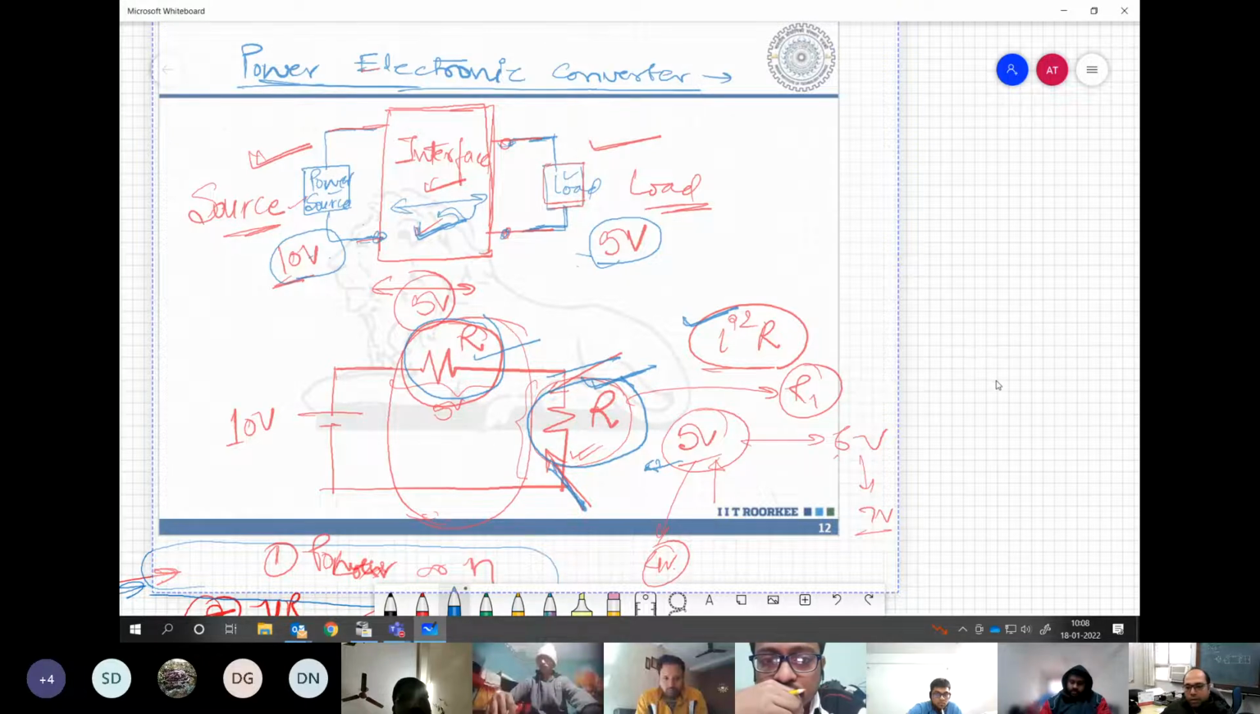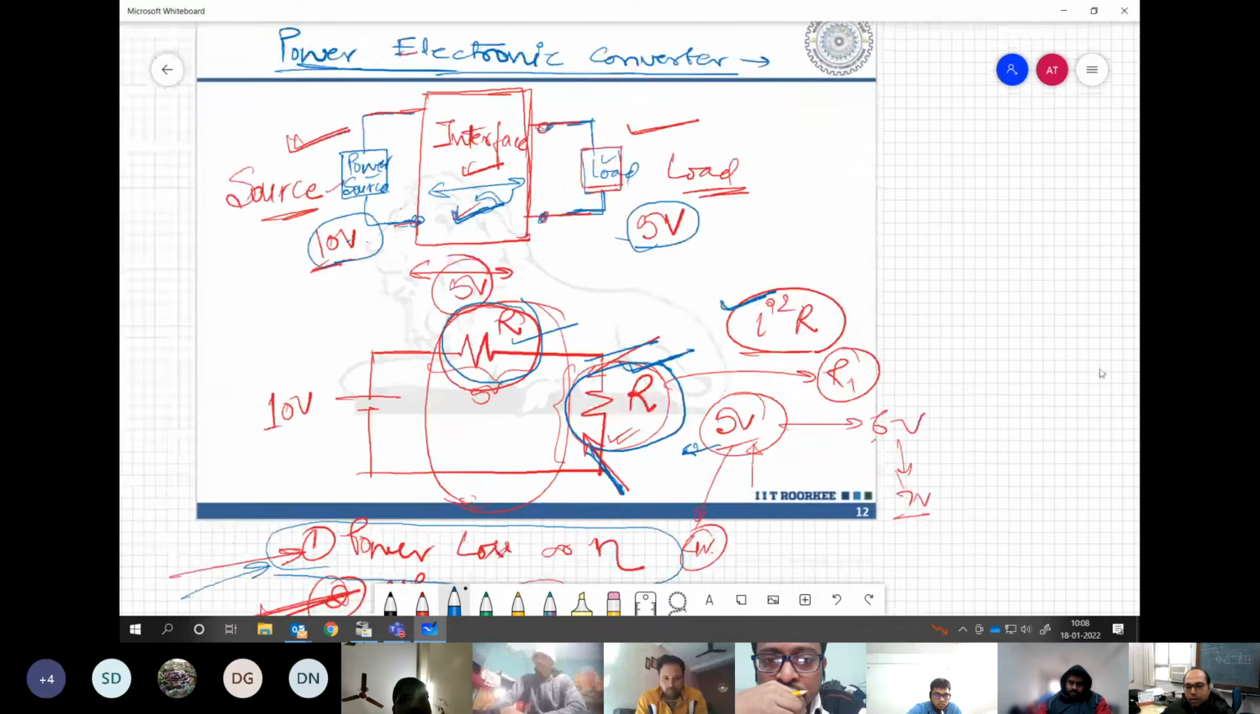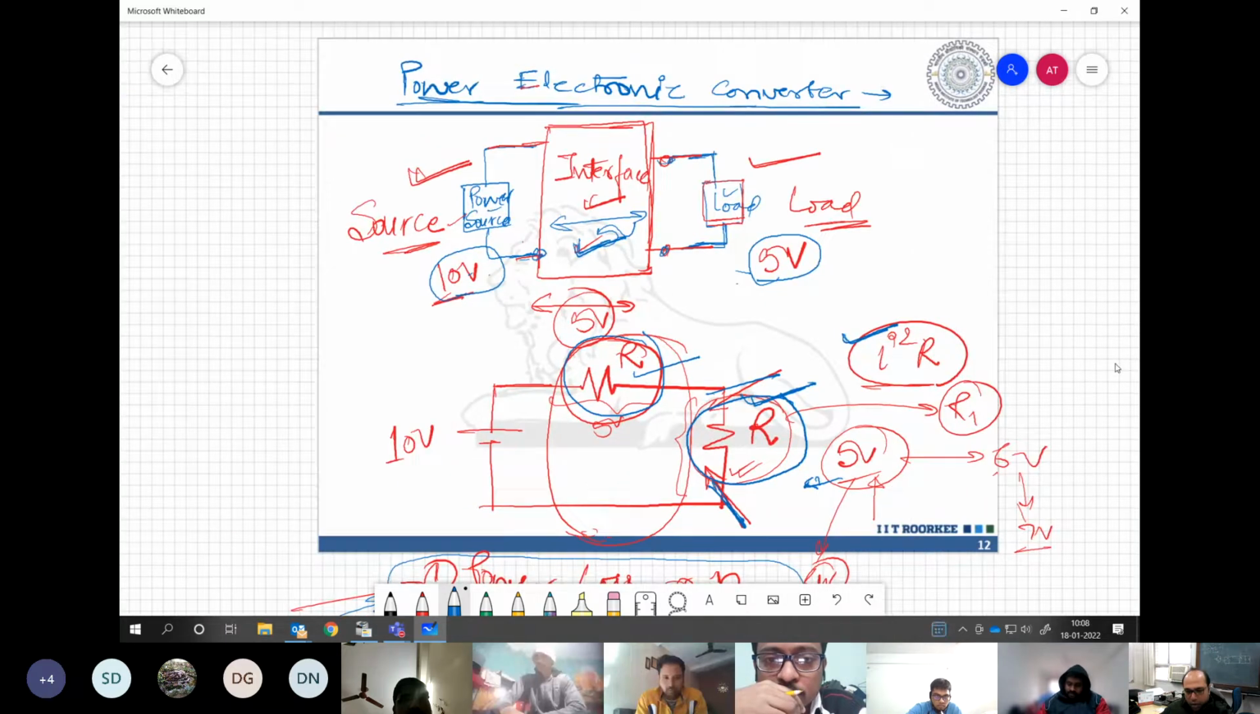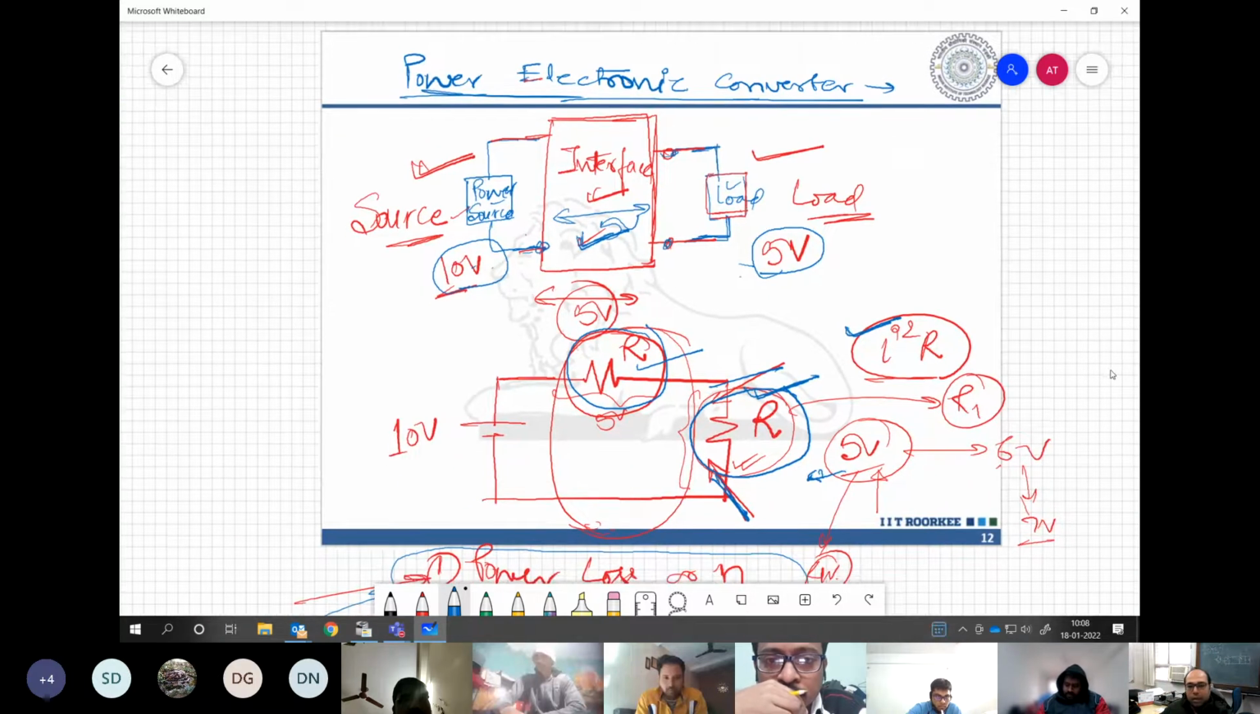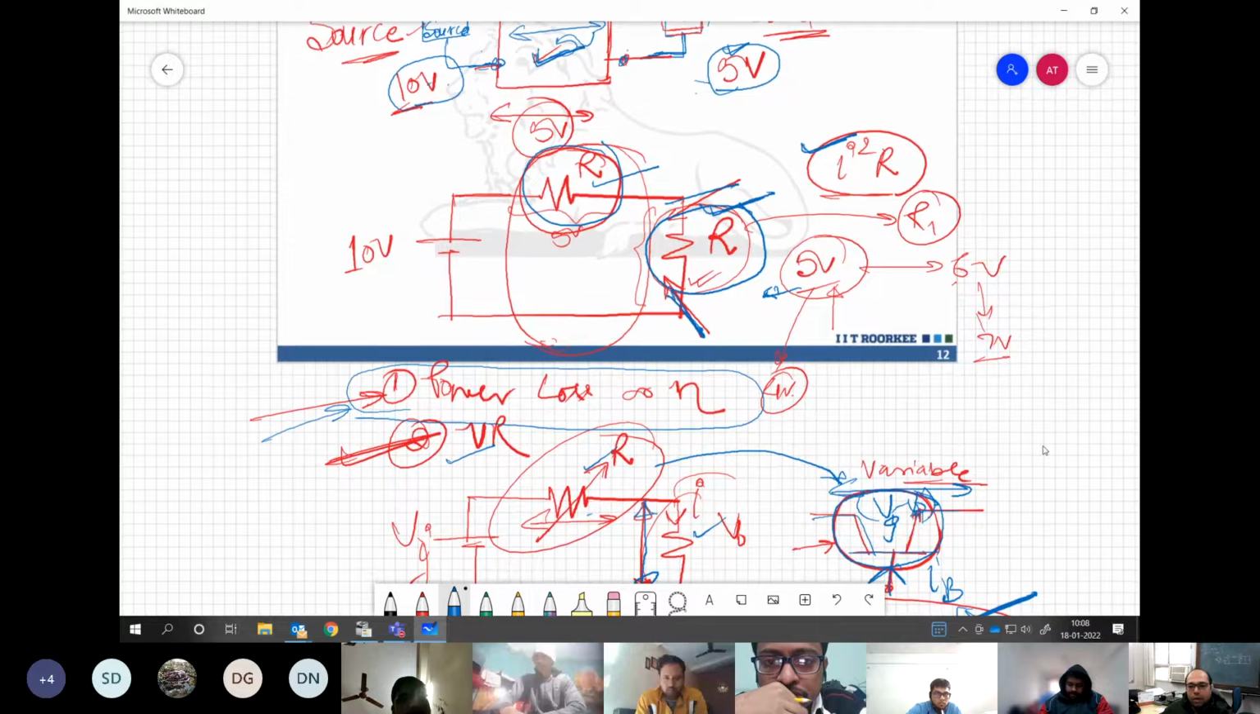So first question we asked ourselves: why do we need a power converter, or what do we understand by a power electronic converter? We have seen that it is some kind of interface which comes between the source and the load, so that the desired voltage can be applied at the load end irrespective of what the source voltage or frequency is.